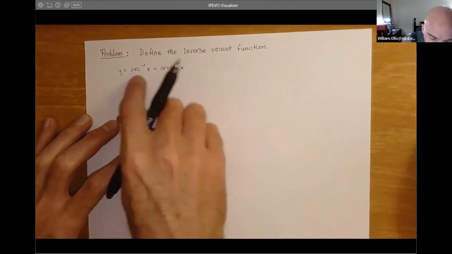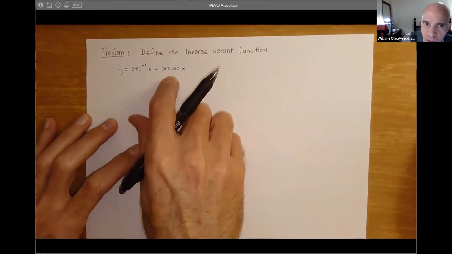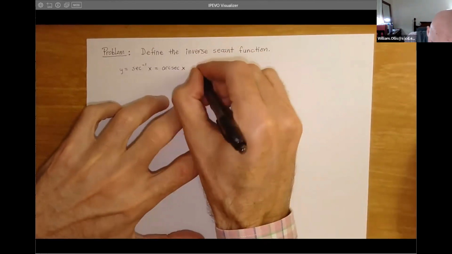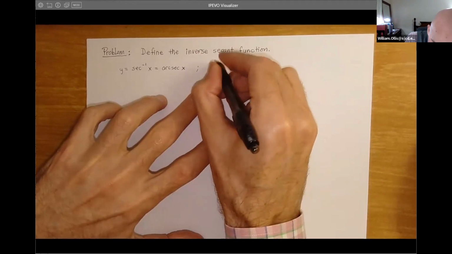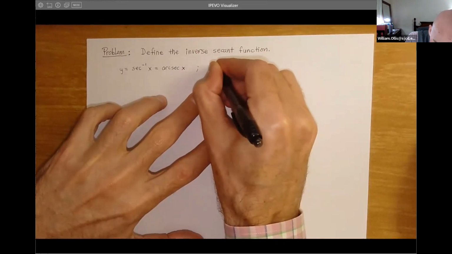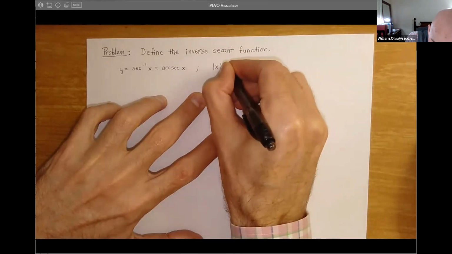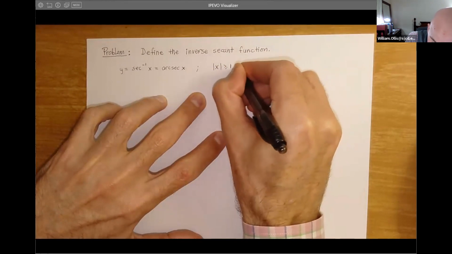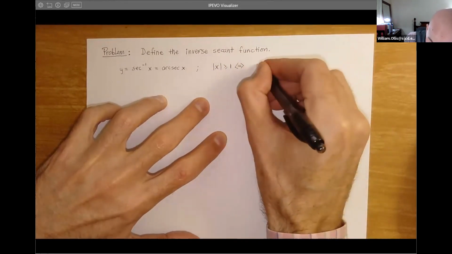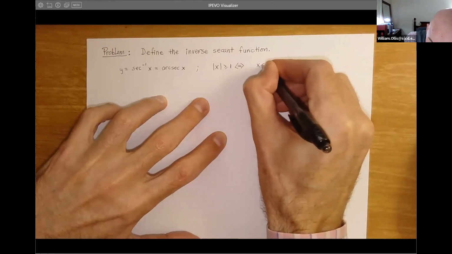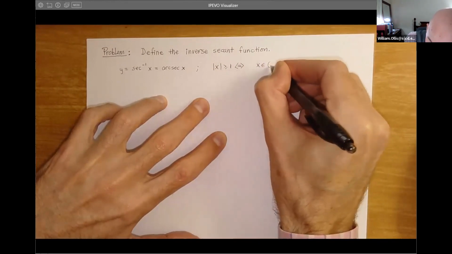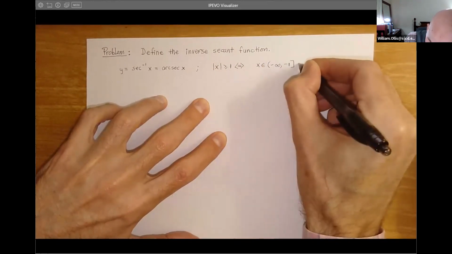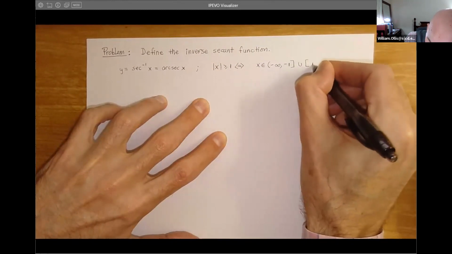Now, when we think about this, we're thinking, okay, we had to restrict this function to make it work. So what did that mean? In this particular case, this would say that the absolute value of x was greater than or equal to one. Now, one thing we can do is flesh out the absolute value. We could say x is in this particular infinite set, negative infinity to negative one, union one to infinity.